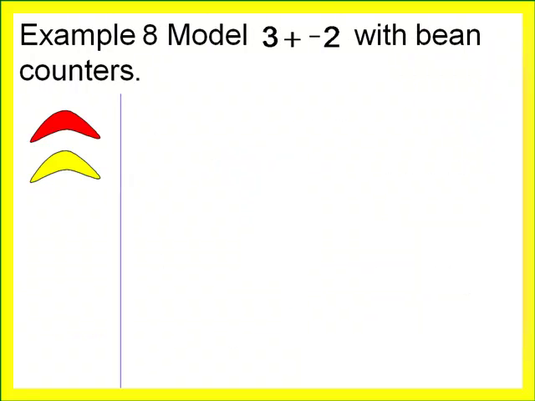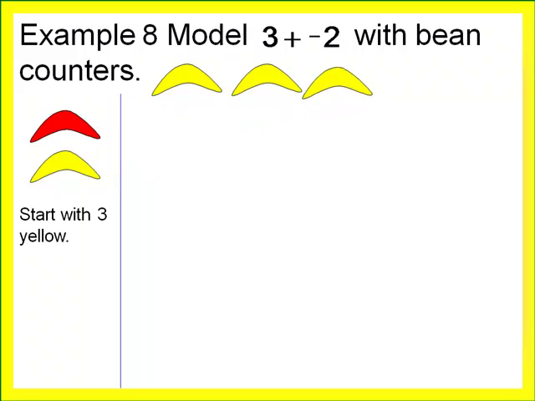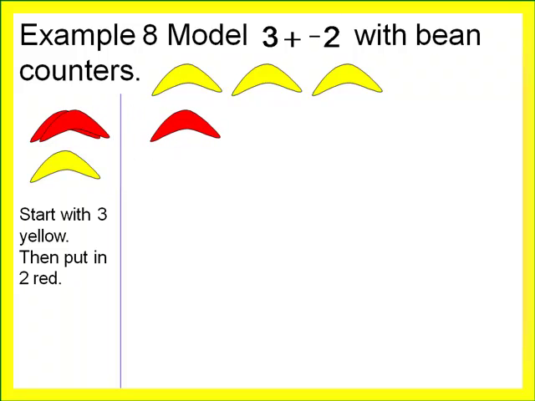In example 8, I would like to model positive 3 plus negative 2 using the bean counters. Start by moving 3 yellow counters into the workspace to represent positive 3. Then move 2 red counters into the workspace to represent negative 2.